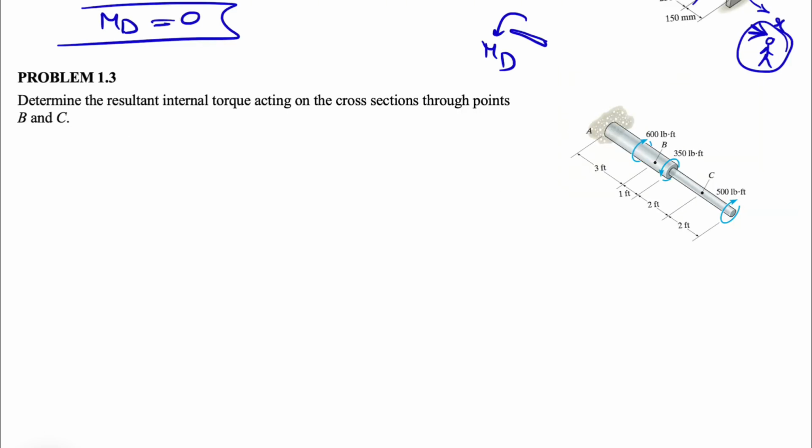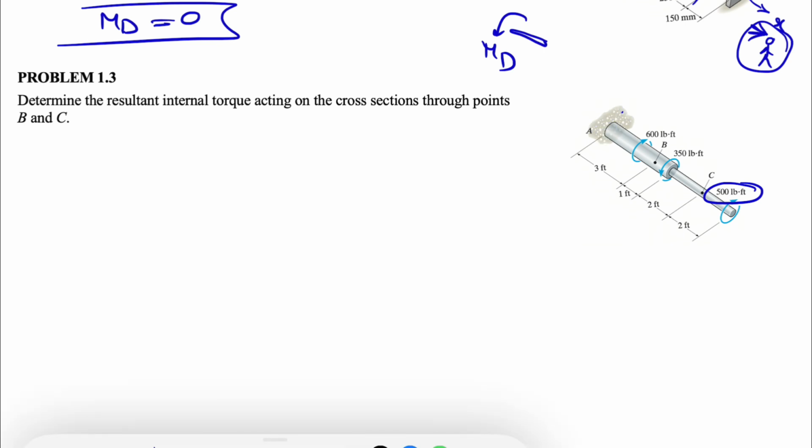Let's move on to the next question. So we have the same thing. We need to determine the resultant internal torque acting on the cross sections through points B and C. So here we have a different story. We have a moment on one side, and we can see the torque of 500 pound-foot on the other side, but we have a rough surface at point A, which means we have some moment at A.